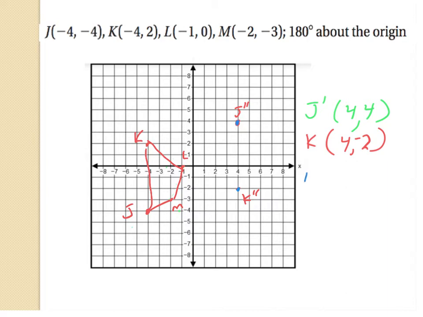Okay, then we're going to do L. We're going to keep the same order, and we just reverse the signs. Now, because 0 has no sign, we just leave that. So then we're going to do M prime. We're going to keep the order, and we're just going to reverse the signs. So 2, 3.